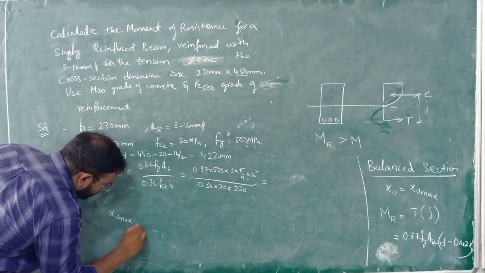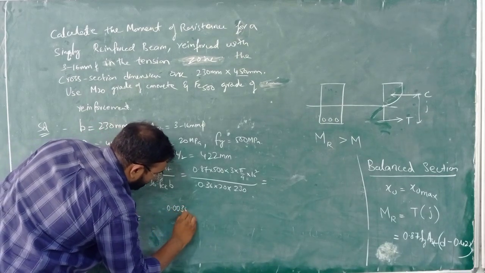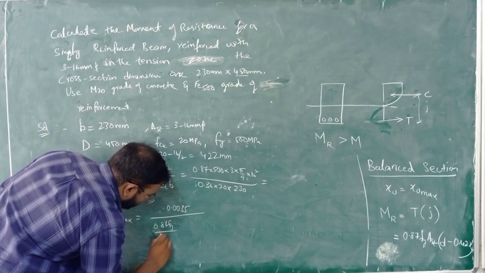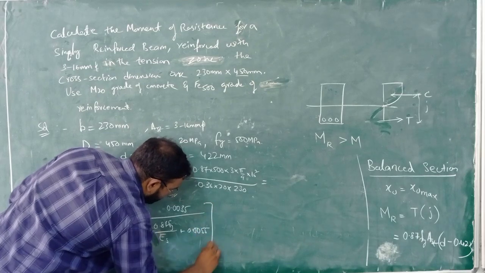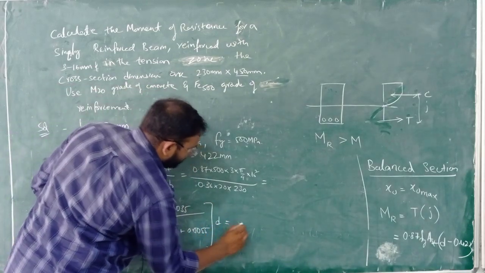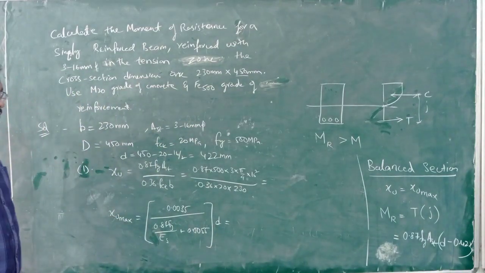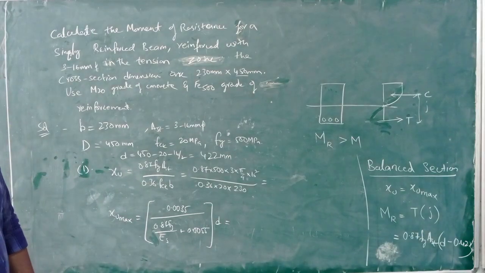Whenever required, we will calculate small d, or you can calculate small d also. Small d will be 450 minus clear cover 20 minus 16 by 2. Clear cover is 20, the nominal clear cover. You need to assume this value. Generally, if nothing is mentioned, you assume only 20. So this will be equal to 422 mm.